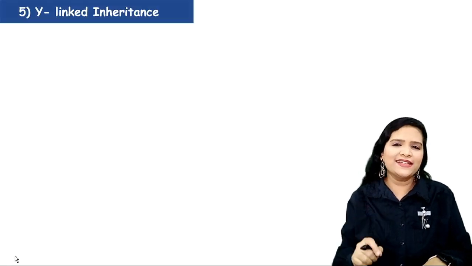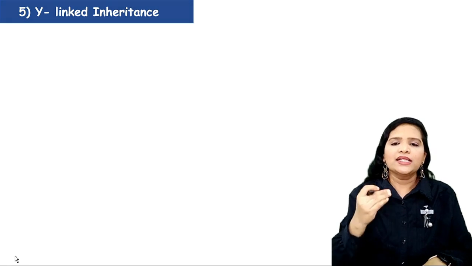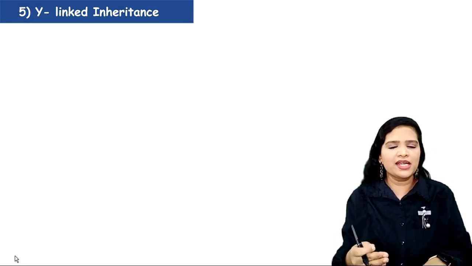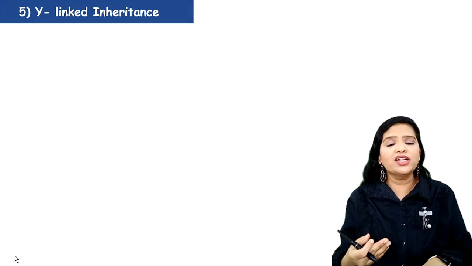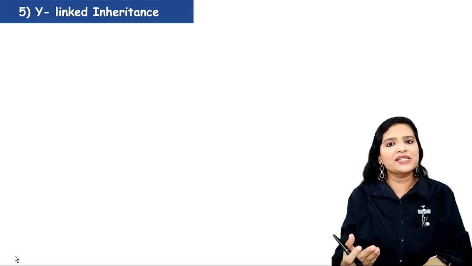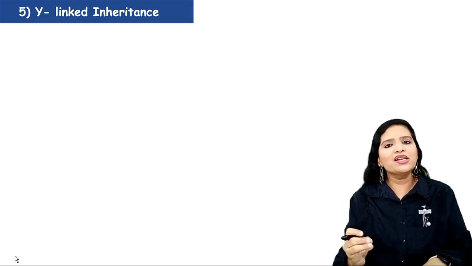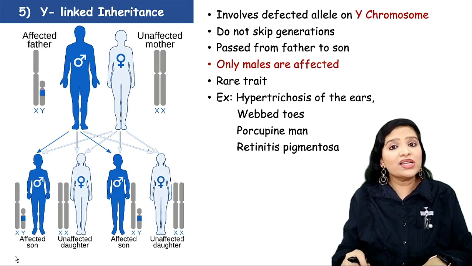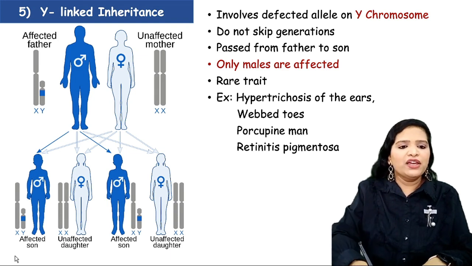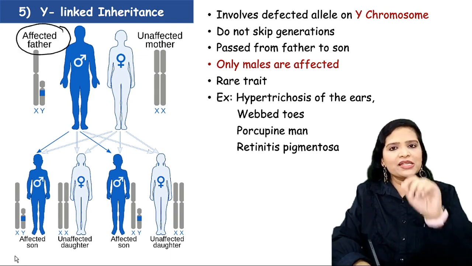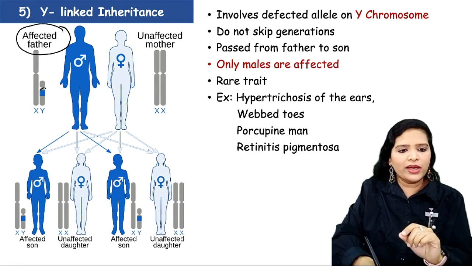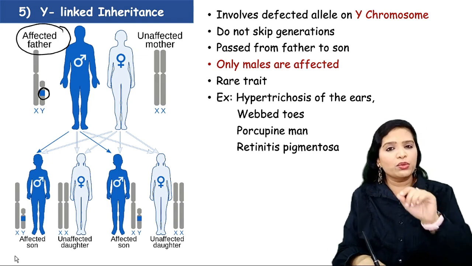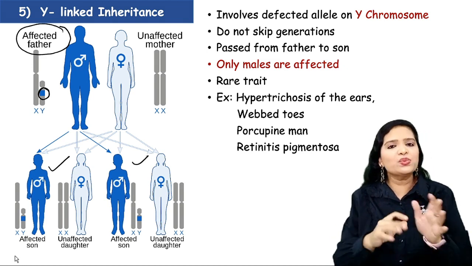So far we have seen the 4 different patterns of inheritance. There is another pattern, that is Y-linked inheritance, because we have seen the sex chromosomes have 2 types, right? X-linked and Y-linked. So majority of the genetic disorders are passed through the X chromosome since the size is large. Few are passed through Y chromosomes also. They are called Y-linked inheritance. Okay. So let us see what is the character of this. See, if a father is affected, the genes are present only on the Y chromosome. Okay, just see the Y chromosome. If the defective gene is present on the Y chromosome, all his sons will be affected.